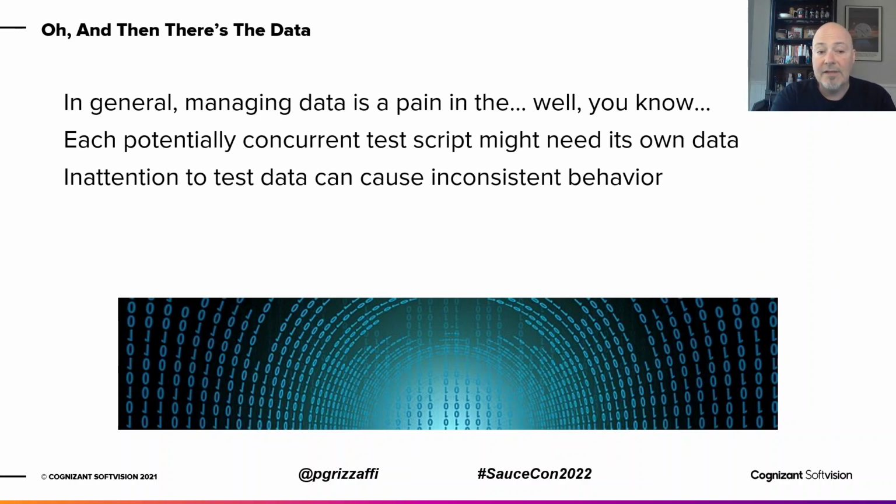And inattention to test data can absolutely cause inconsistent behavior. And as we know, inconsistent behavior in test automation leads to intermittent failures, a lack of trust in the automation, and then lots of the gnashing and the rending of the cloth in the teeth, right?